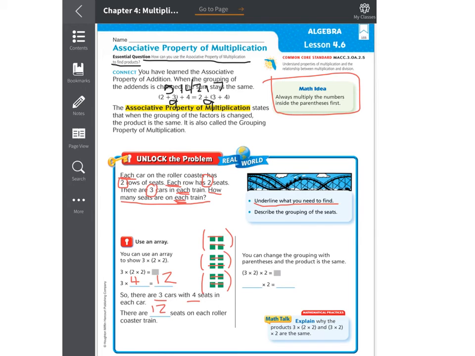You can change the grouping with parentheses, and the product is the same. So I'm going to draw arrays for this as well. If I had 3 rows of 2, and I'm going to have 2 of those, my total is still going to equal 12 because 3 times 2 is 6. 6 times 2 is going to equal 12. Here we can count by 3's, 3, 6, 9, and 12.